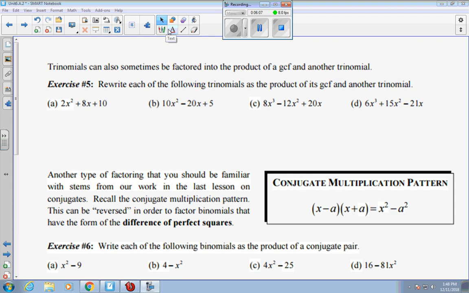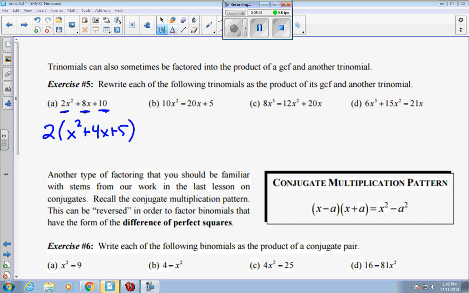So it might get a little more complicated, but in your factor flowchart, you always check for a GCF first. So when I look at 2x squared plus 8x plus 10, clearly a 2 can come out. Not every single term has an x. So you have a 2, and then you are left with x squared plus 4x plus 5. And that's as far as you can go for now.